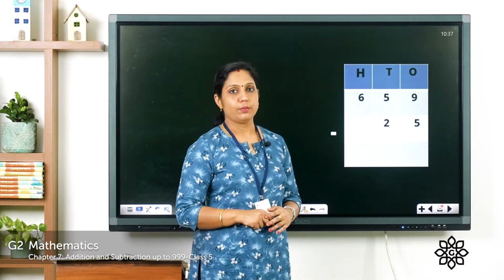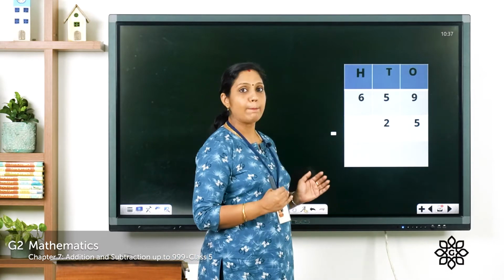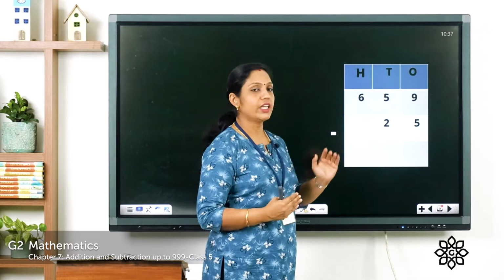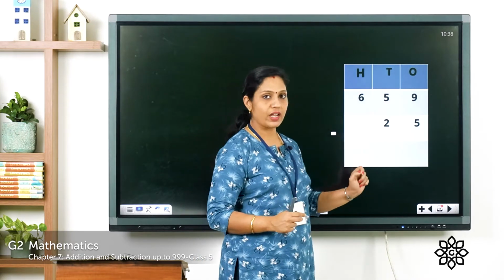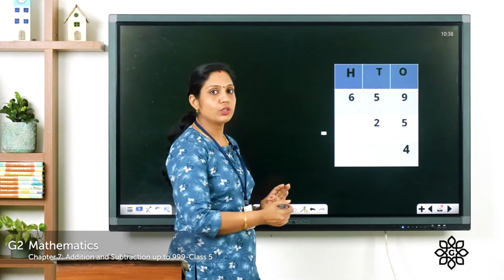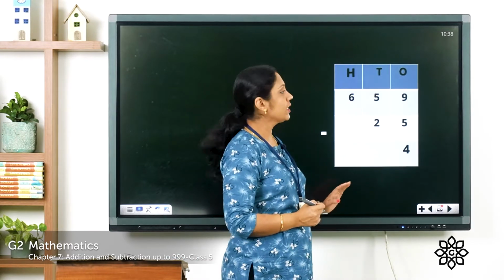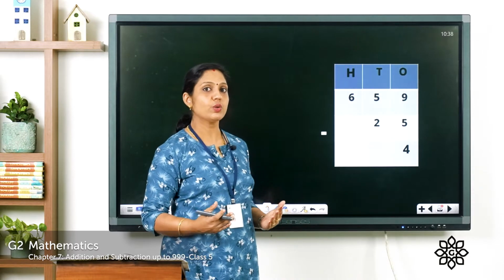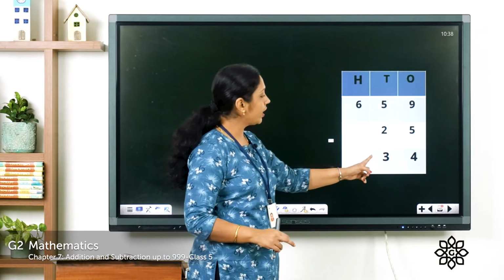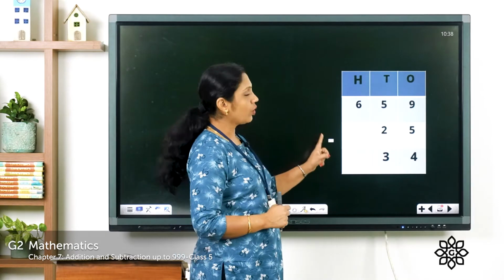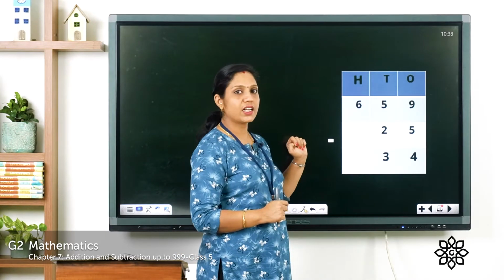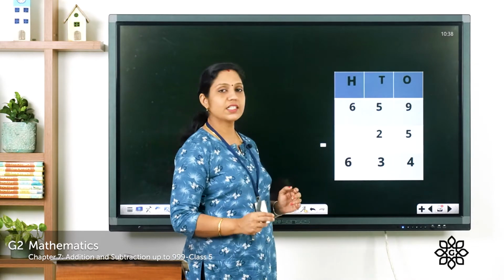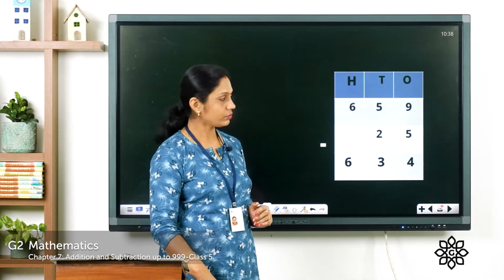Let's have a look at this number. 659 minus 25. So we have 9 and 5 here in the ones position. 9 minus 5 is equal to 4. So 4 we'll write here in the ones place. Now in the tens place we have 5 minus 2. How much is 5 minus 2? It is 3. So we'll write 3 here in the tens place. Now we'll move on to the hundreds place. We have 6 here in the hundreds place. No other number. So we'll write 6 along with the answer and we get the answer 634.